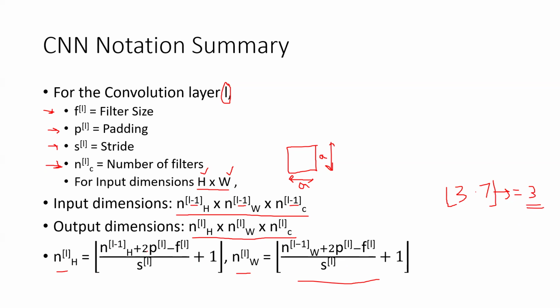So NH is the floor of NH of L minus 1 plus 2PL, where P is the padding, minus FL, the filter size, divided by the stride, plus 1. The width is calculated the same way, except that NW of L minus 1 is used for the width, and NH of L minus 1 is used for the height. These are the output dimensions.